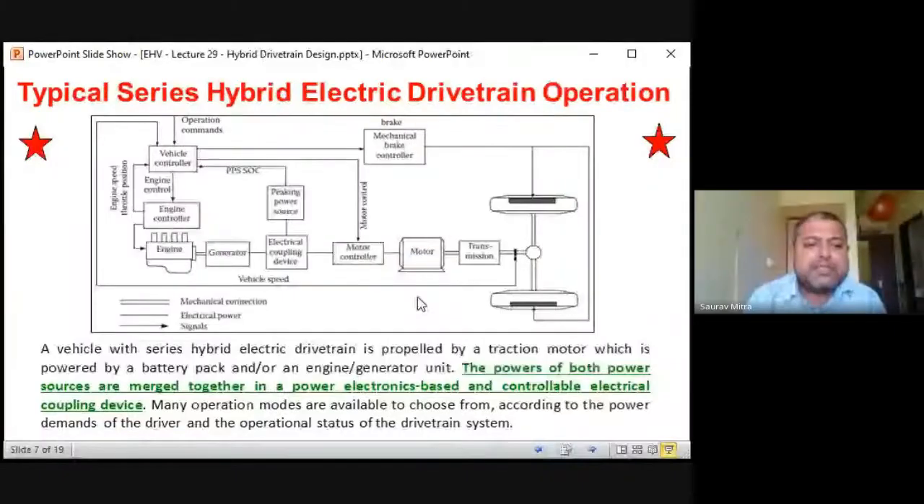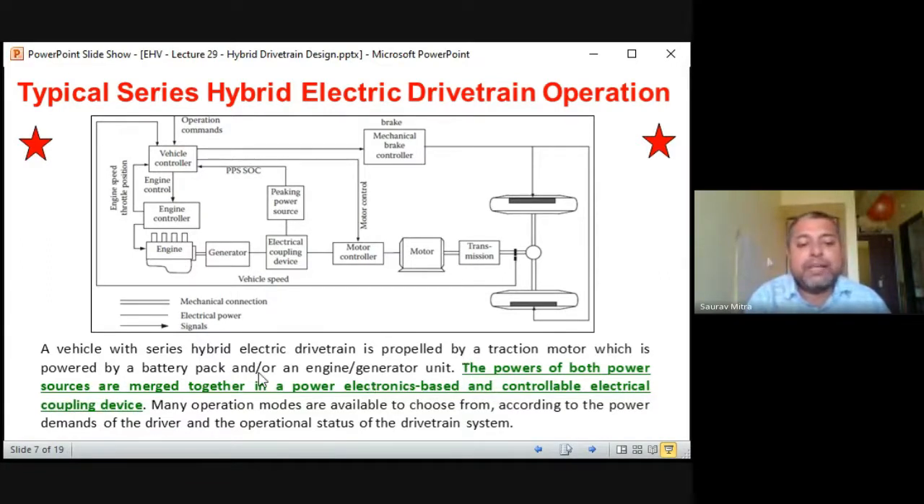Together, all these things make what is said to be a typical series hybrid electric drivetrain operation. So let us see what is written below. A vehicle with a series hybrid electric drivetrain is propelled by a traction motor, which is powered by a battery pack and or engine generator unit. This motor is powered primarily by the engine generator set, that is the electrical source, and second is the peaking power source. Both are electrical sources, the immediate source is the generator and the peaking power, but this generator is also run by the engine.